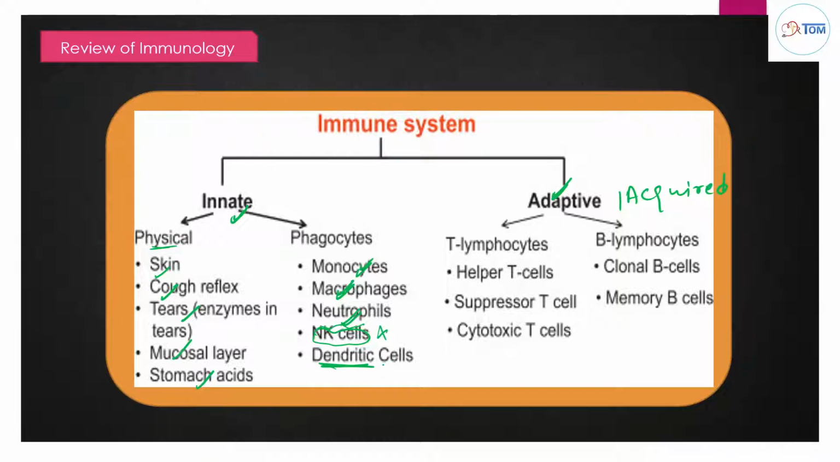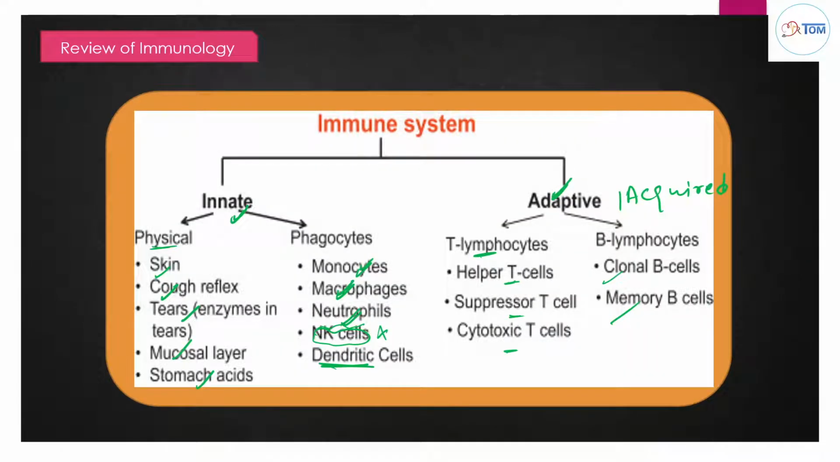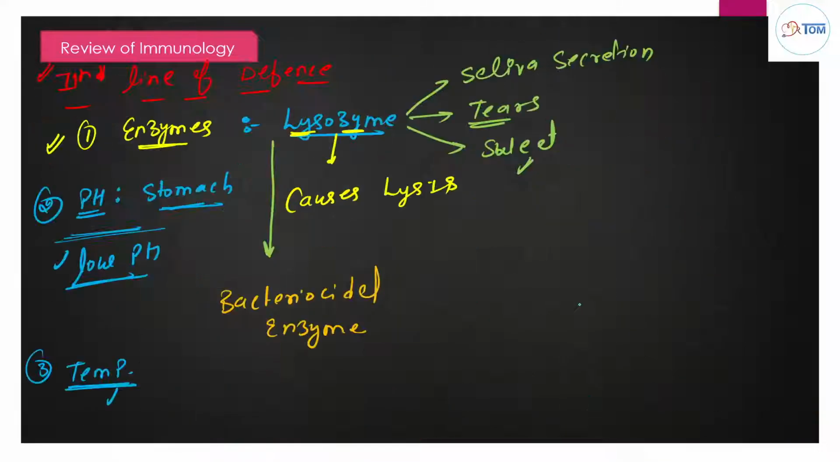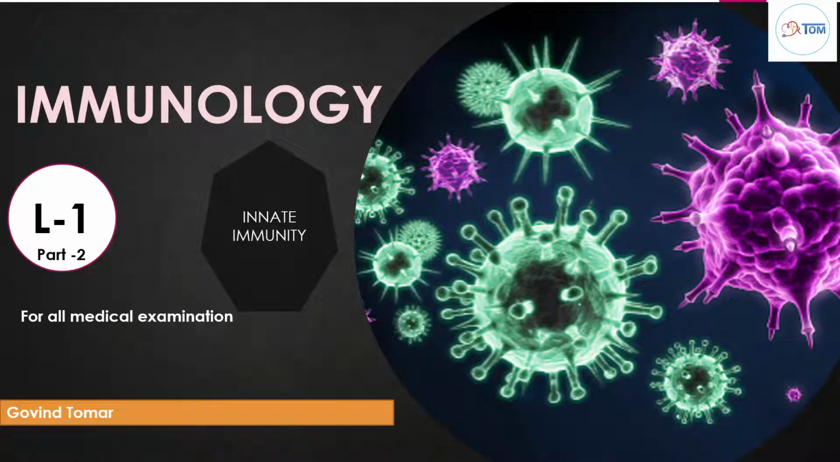When we say macrophage, there are different kinds. Say in the liver we have Kupffer cells. I'll come back to that discussion, don't worry. Coming to the adaptive, we have T lymphocytes, again different kinds of T lymphocytes. We have helper T, suppressor T, cytotoxic T, B lymphocytes, then clonal B cells and memory B cells. What are these cells? What do I mean by clonal B cells, memory B cells and other cells? Don't worry, we will talk about it.